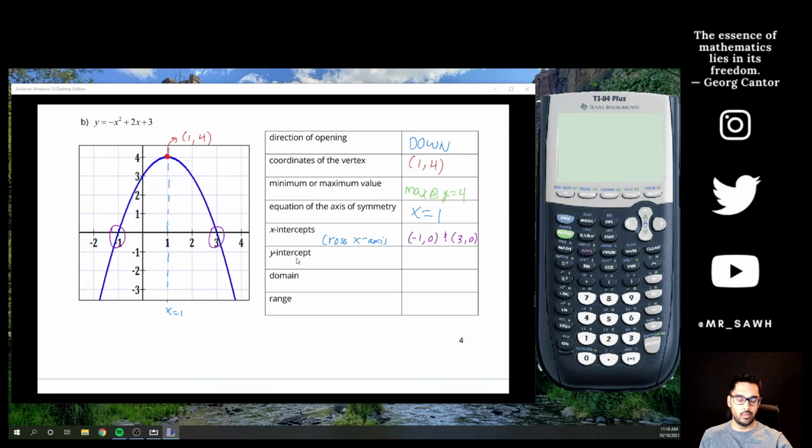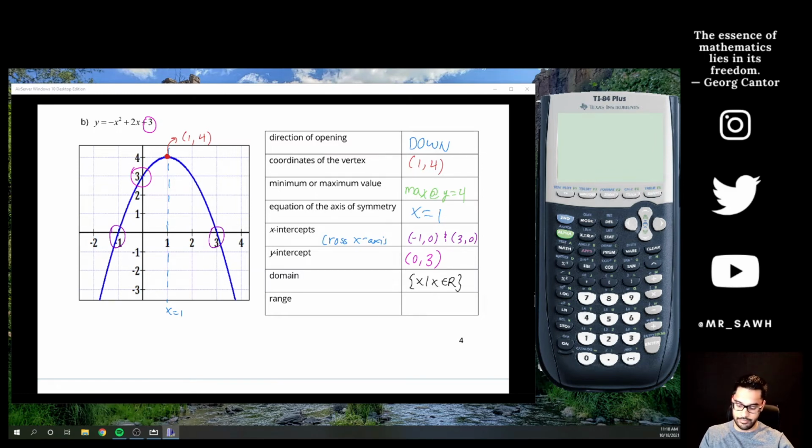There is, however, only one y-intercept. So look for where you cross the y-axis, and this one happens at 0, 3. And again, that's the constant in your equation. Everything kind of goes together. Domain, again, you can think about x is going to be anything, and that will always be the domain.